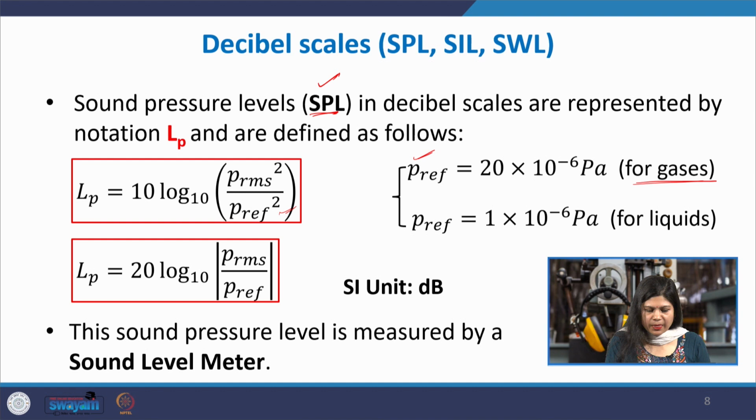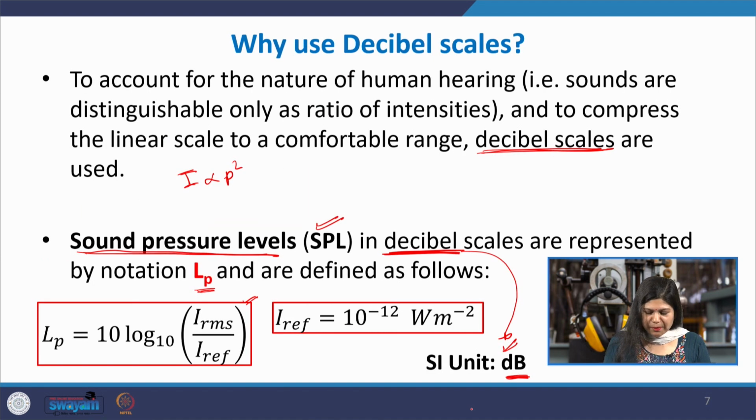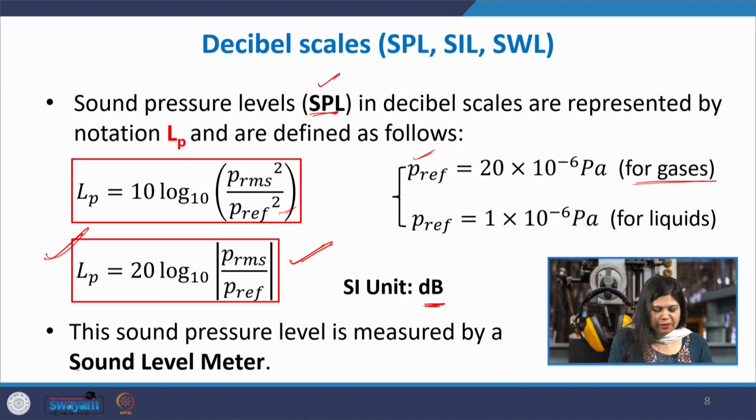So, over here this is 10 log 10 of P RMS whole square by P reference square. By the property of log, this square comes outside and gets multiplied. So, we get 20 log 10 of P RMS by P reference, again an important relationship, and the unit is as usual the decibel. So, these become the two important relationships. Usually we measure this using a sound level meter. We will have a separate lecture on instrumentation used in sound signal analysis, where you will see how it is measured.